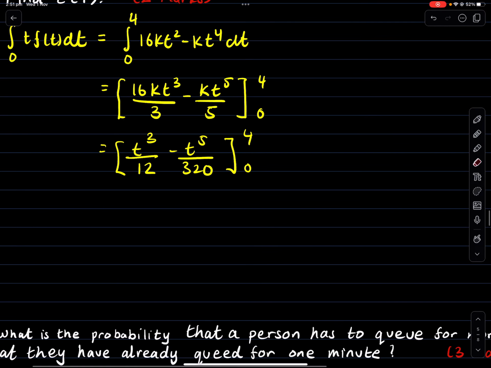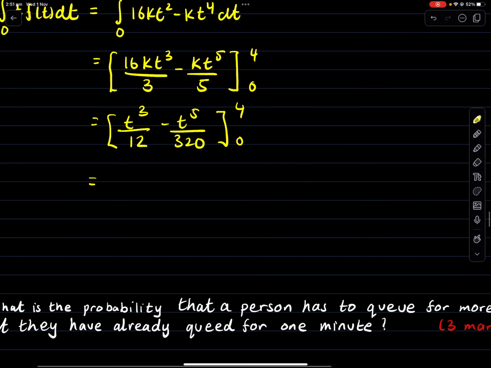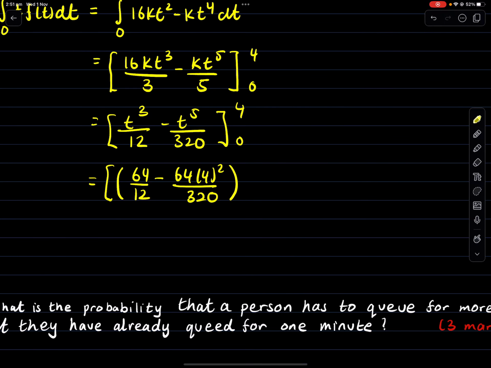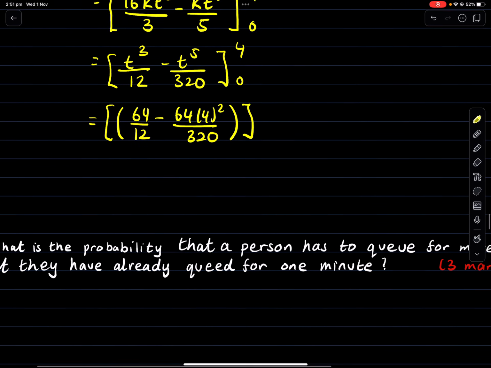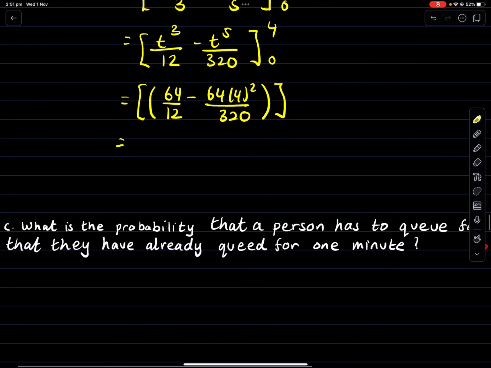Okay, so now let's sub those in. The first one is 4, so 4 to the power of 3, which is 64 over 12, minus this one. I can just say 64 times 4 squared over 320, because it's very big, I can't be bothered running it. Minus, and the other ones are just 0. So let's simplify this. 64 over 12, what's that? If I halve that, that's 32 on 6, 16 on 3.